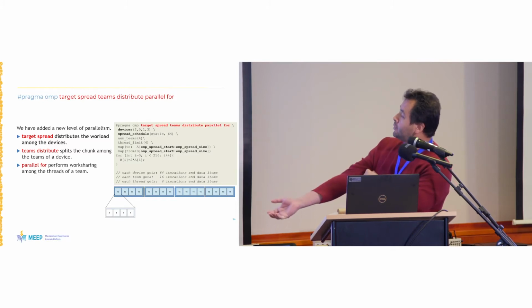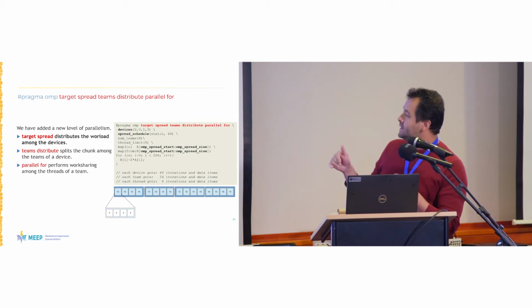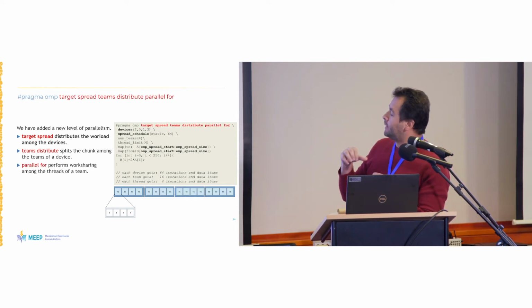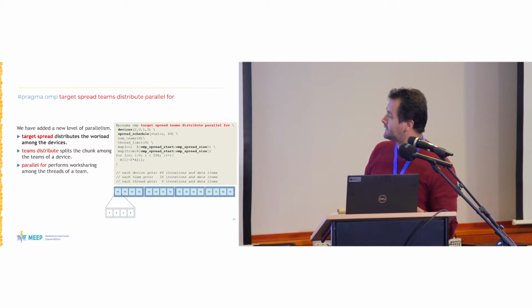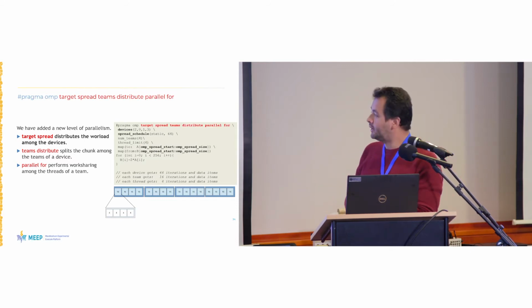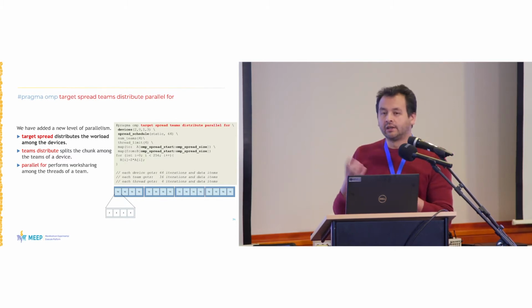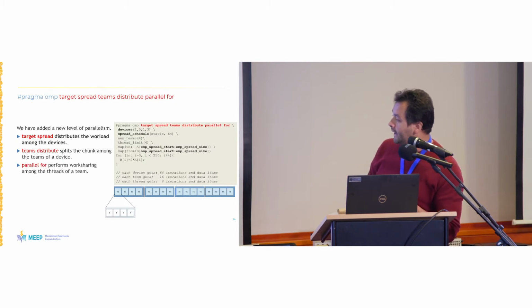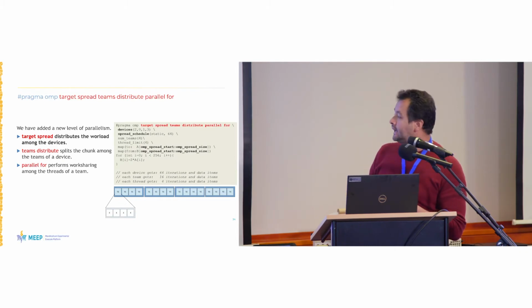So in this example, we are distributing 64, we are giving each of our devices 64 items or elements to be processed. Inside this device, we have 4 teams or blocks, and each of them will get 16 data items and iterations. And each of the teams is composed of 4 threads. These threads will each get 4 data elements and 4 iterations to process.